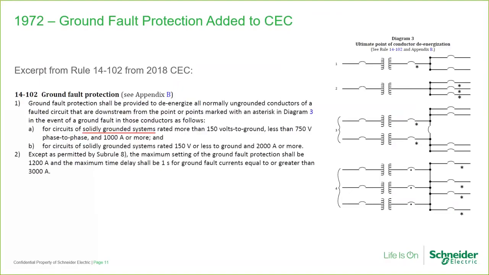Ground fault protection of solidly grounded low voltage systems was added to the Canadian Electrical Code in 1972. It is similar to the NEC with the exception that ground fault protection in Canada is also required on 208/120 volt systems rated 2000 amps or more.